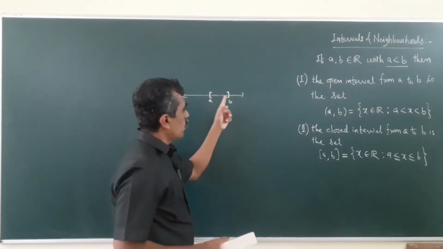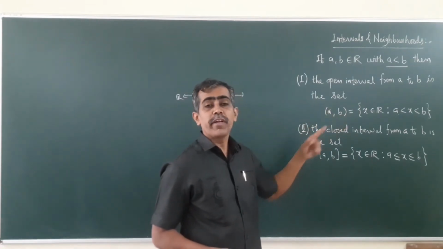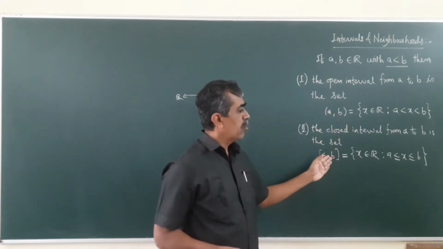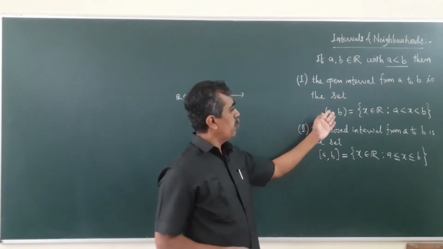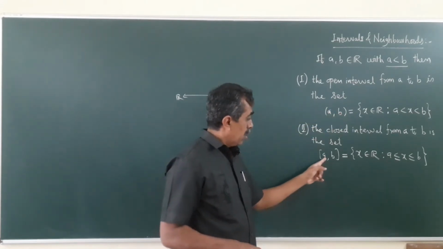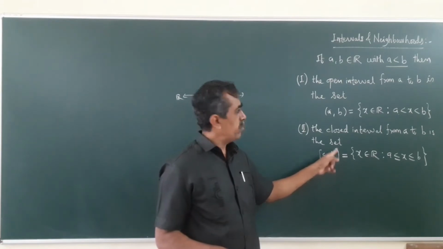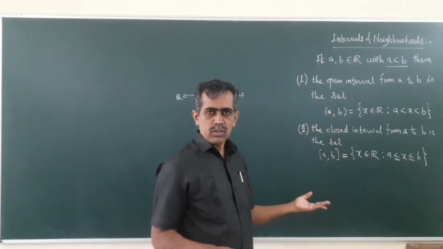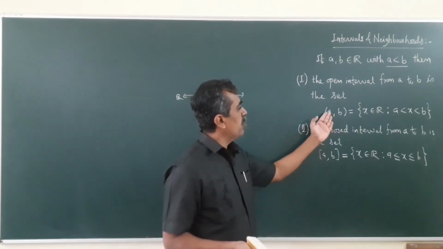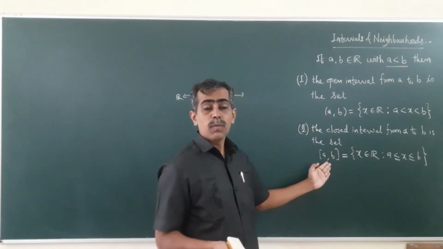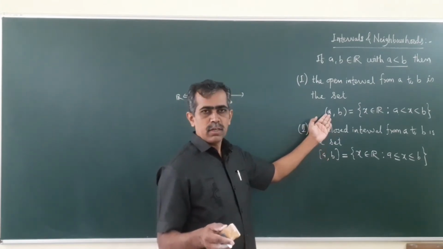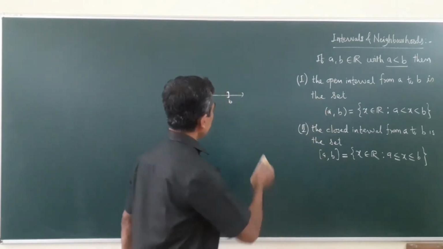Both the end points, A and B, are called end points. A is the left end and B is the right end of the interval, whether open or closed. In an open interval we do not include both ends; in a closed interval we include both ends. Open and closed intervals differ only by the inclusion or exclusion of end points. If you include A and B it becomes a closed interval; if you remove the end points from a closed interval it reduces to an open interval.